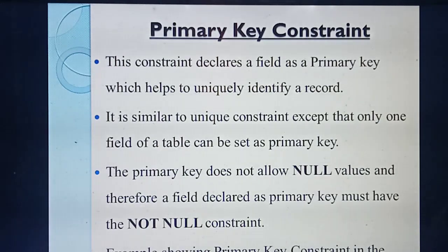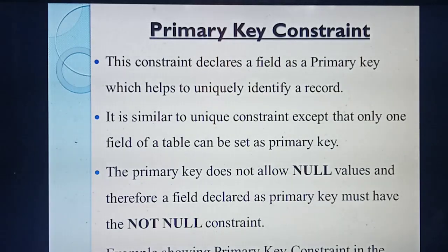What's the second type of constraint? Primary key constraint. What's the use of this primary key constraint? By using this constraint, you can uniquely identify a record. What do you mean by uniquely? For example, as I said first itself, you are entering your class student details. For example, you are entering the marks for your class students.